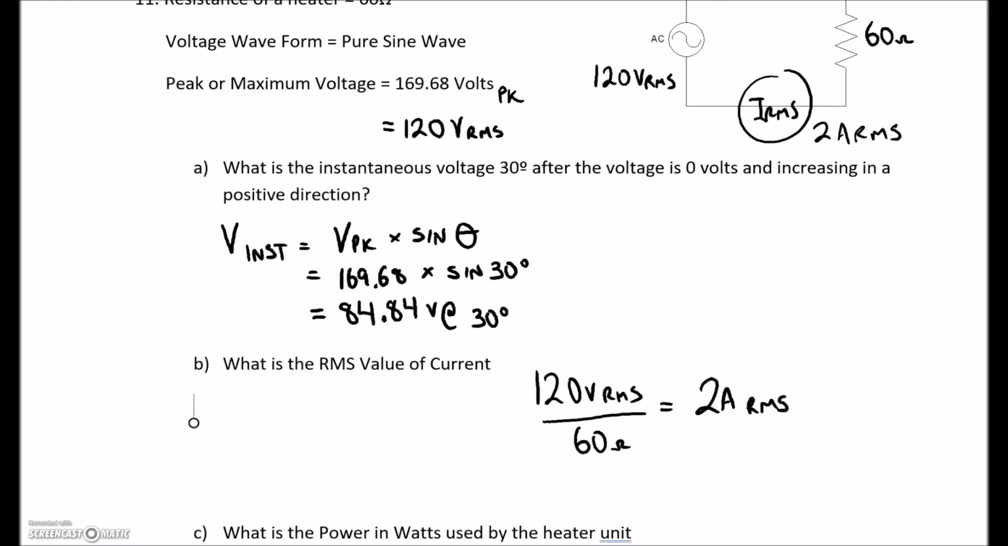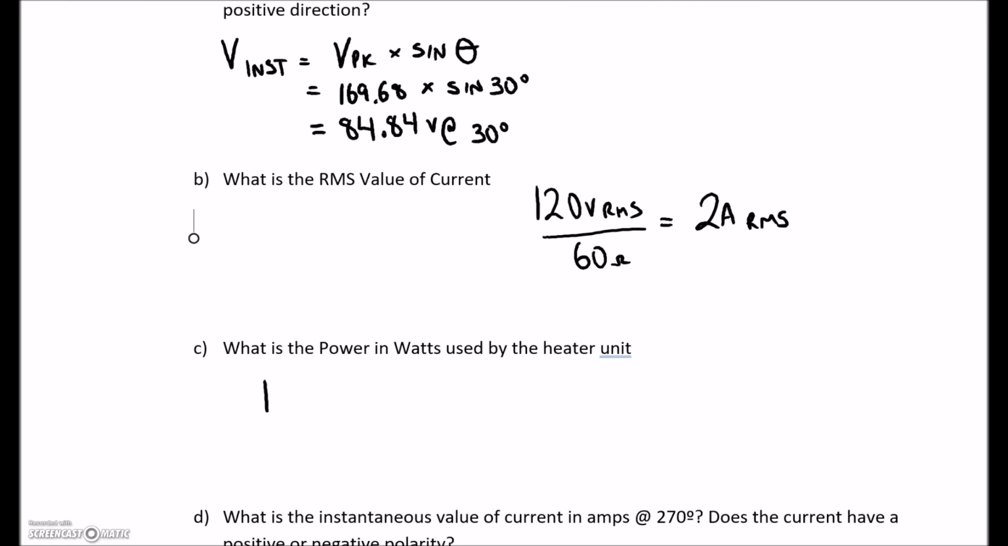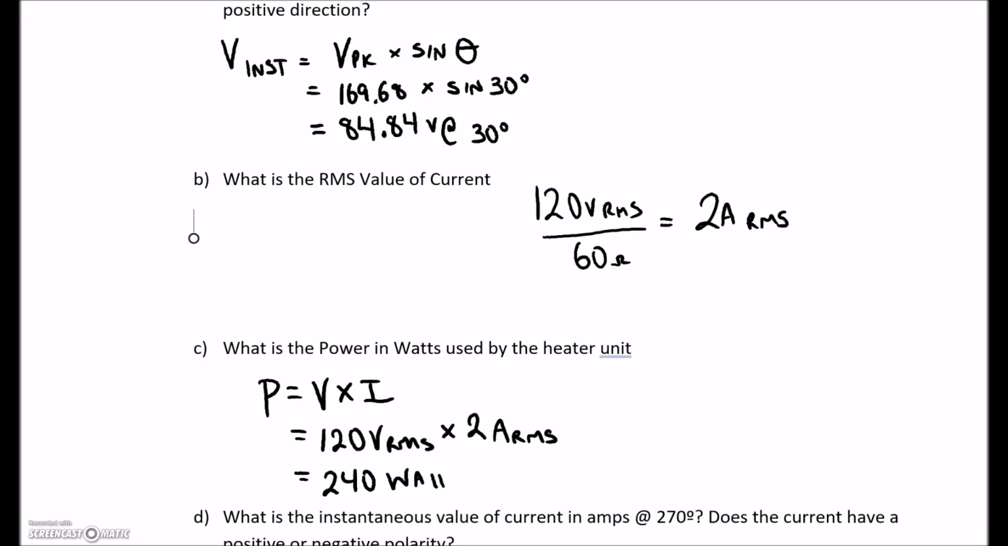What's the power in watts used by the heater unit? Again, Ohm's law and Watt's law, they're all using the root mean squared value. So the power now, if we have 2 amps and we've got 120 volts, we know that power is equal to voltage times current. The voltage that we're using is the RMS voltage. The current that we're using is the RMS current. And we can see here that our wattage is going to be 240 watts dissipated across that heater.